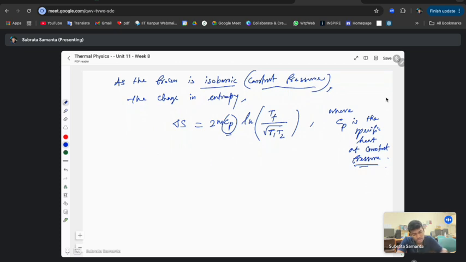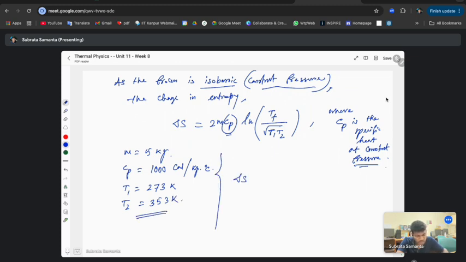Okay, so in the given problem, the value of m is given, so m is basically 5 kg, okay, and Cp is given as 1000 calorie per kg times degree centigrade. Okay, and T1 is 0 degree centigrade, so 273 Kelvin, and T2 is 353 Kelvin, right, 80 degree centigrade, right?